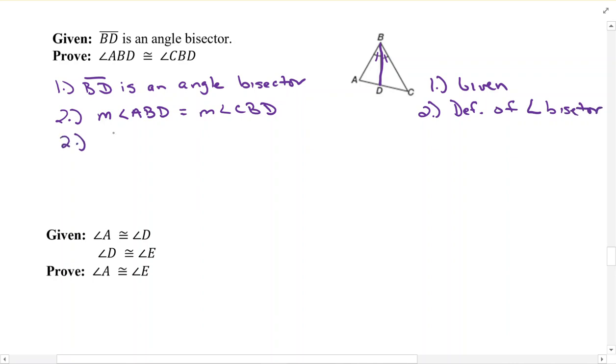We needed to prove that they're congruent, so we have to take the one final step. Angle ABD is congruent to angle CBD, and that's by definition of congruence.